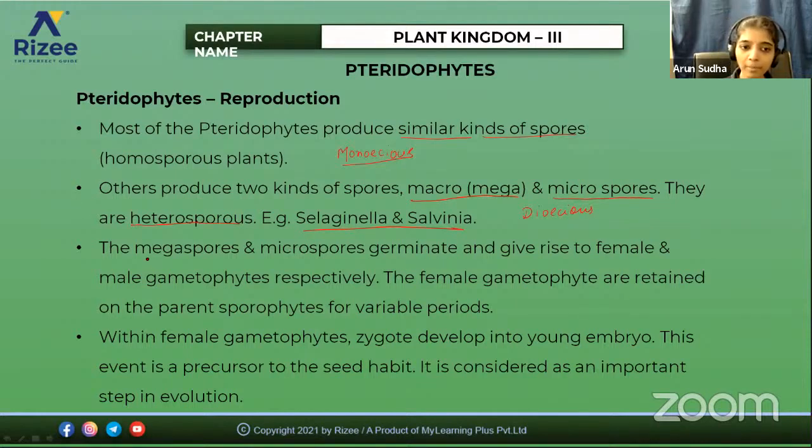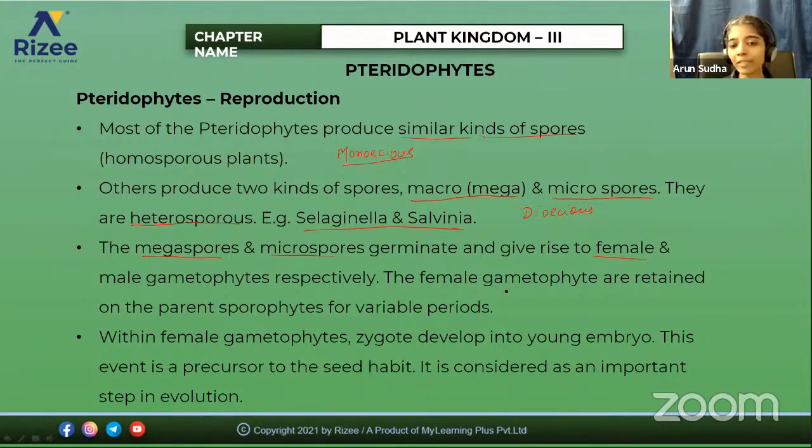For example, the megaspore gives rise to the female gametophyte, and the microspore gives rise to the male gametophyte. So they are dioecious. Megaspores and microspores germinate and give rise to female and male gametophytes respectively. I hope you're clear with this. So there are two types of spores, and in the case of leaves also we saw two types of leaves. Some have larger leaves and some have smaller leaves, that is, microphyllous and macrophyllous. The spores produced are of two kinds, microspores and megaspores. The microspores germinate into the male gametophyte and the megaspores germinate into the female gametophyte.